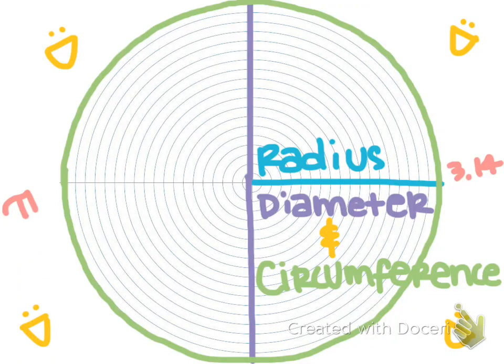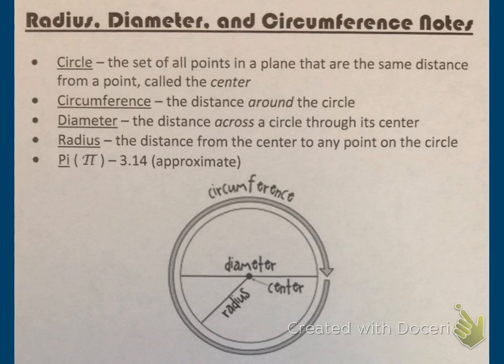Radius, diameter, and circumference. A circle is the set of all points in a plane that are the same distance from a point, called the center. The circumference is the distance around the circle. The diameter is the distance across a circle through its center. The radius is the distance from the center to any point on the circle. And pi is approximately 3.14 or 3 14/100.